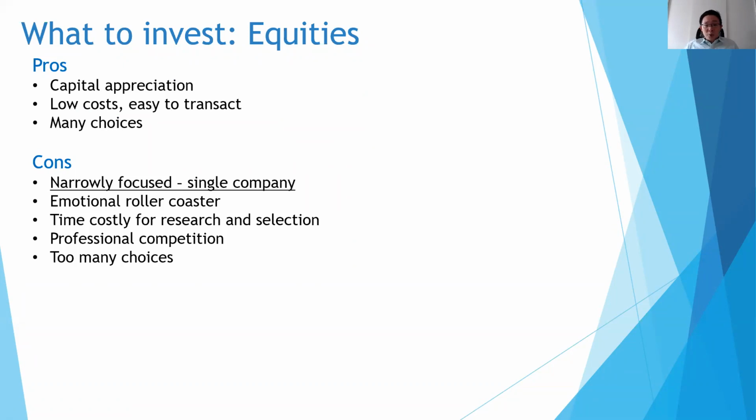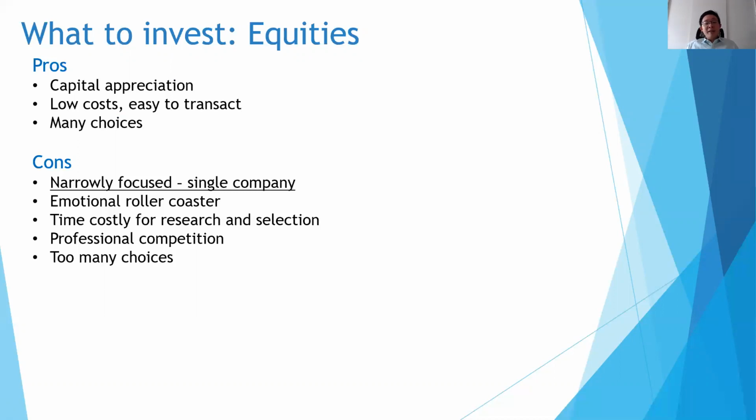The pro is, of course, capital appreciation is definitely there. If you invest in DBS, for example, you can definitely go up to make that 20-30%. It's low cost, it's easy to transact, and you have many choices. But the biggest downside of investing in equity is that it is too narrowly focused, meaning you are just investing in one particular single company. If the price goes up, you're happy. If the price goes down the next day, you feel very anxious, very sad, very kanchiong, it affects your day. So it's an emotional roller coaster.